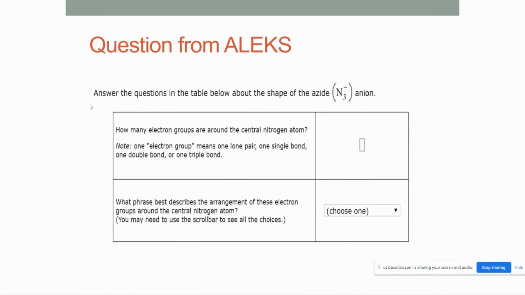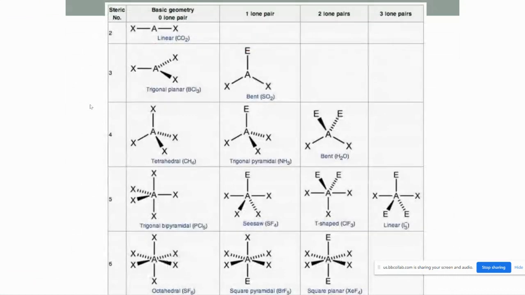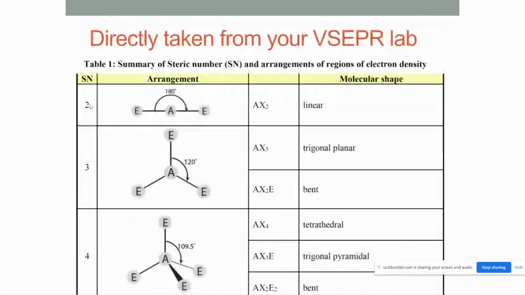All right, now the final question, and I'll stop here. It says, what phrase best describes the arrangement of these electron groups around the central atom? It's the same as molecular shape. I go find my AX2E0, which is right here, it's number 2, AX2E0, and look at that molecular shape. The molecular shape is going to be linear.